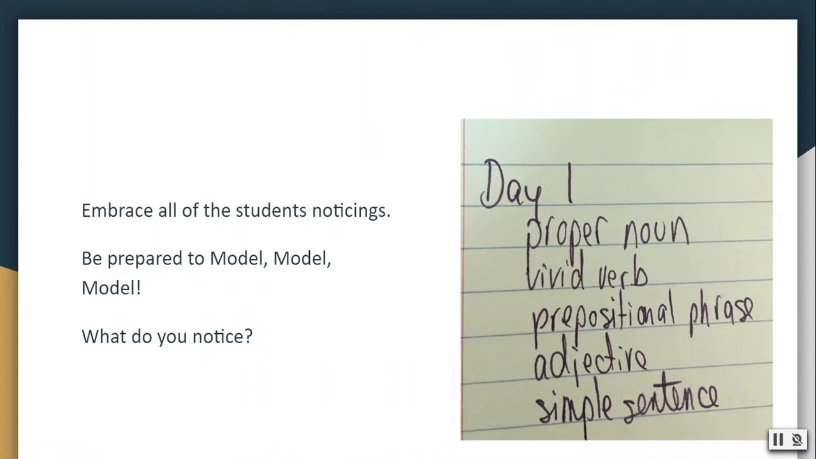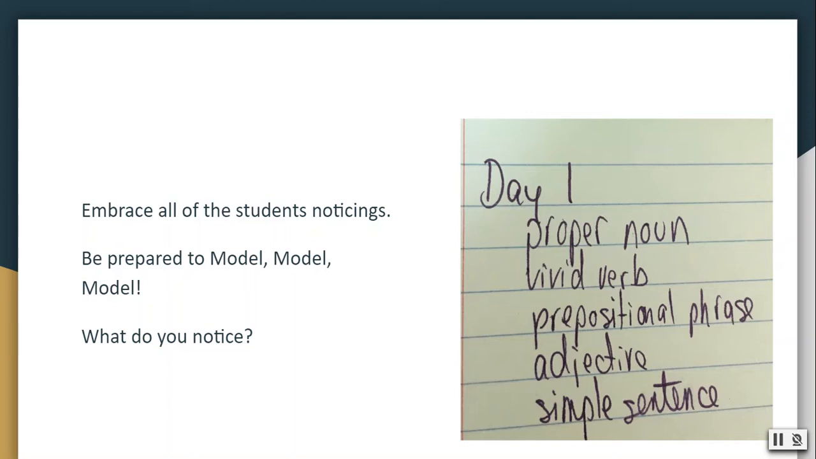The first time you ask them what they notice, they probably will stare at you like deer in headlights, so you need to write down what you notice. But remember, it's shared responsibility. It's gradual release of responsibility. At some point, you need to make sure that the students are doing the noticing, not you. Some things that I noticed in that sentence: there was a proper noun, a vivid verb, a prepositional phrase, an adjective, and a simple sentence. Again, honor anything students say.